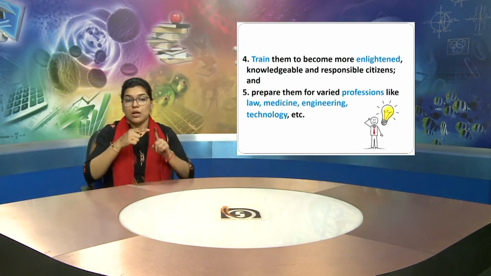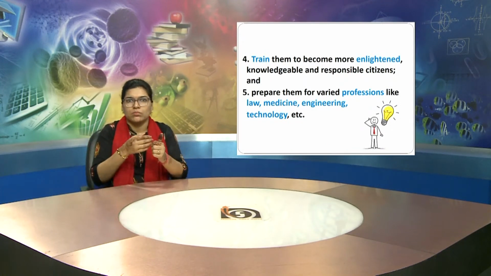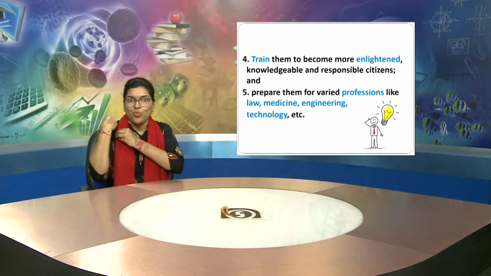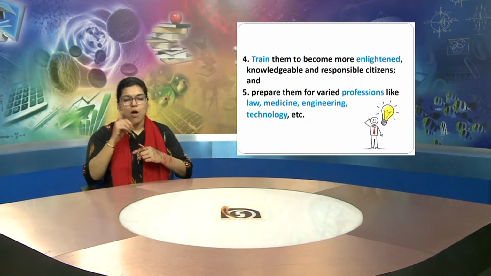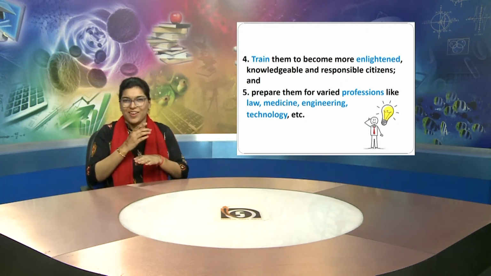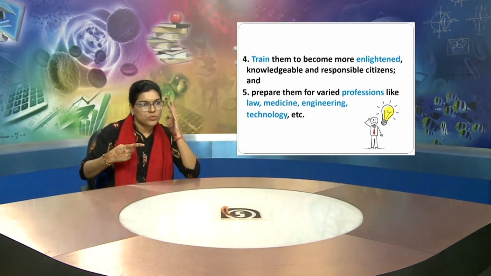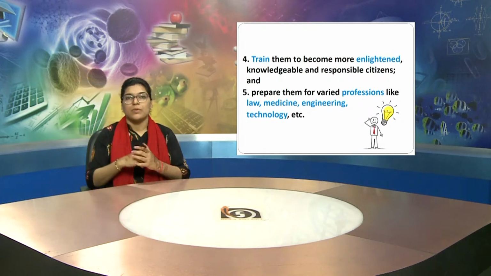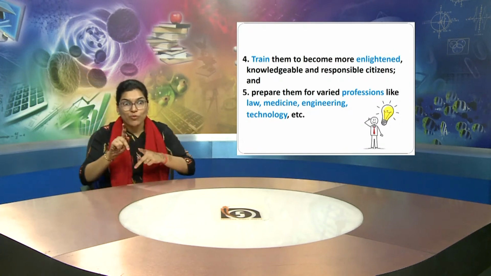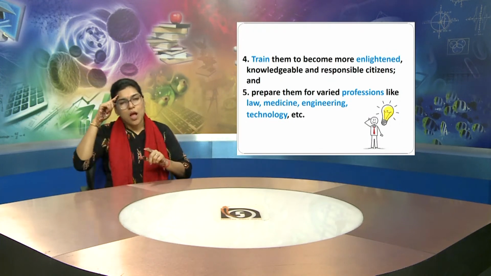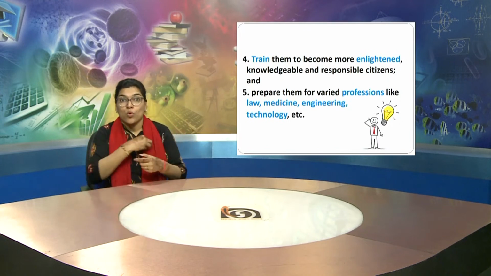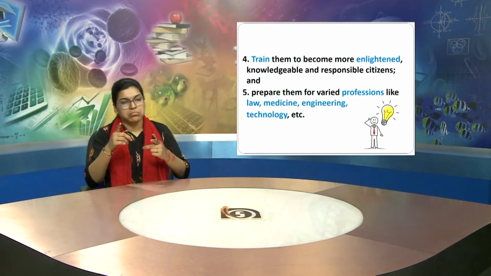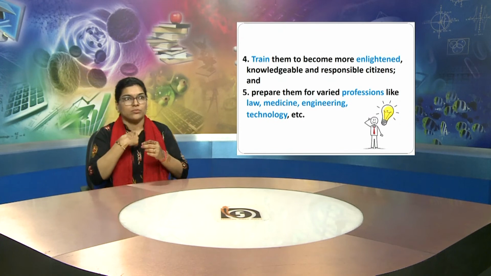The fourth objective is to train them to become more enlightened, knowledgeable, and responsible citizens, and to prepare them for different professions like law, medicine, or engineering, or technology, etc. So there are various professions available in our society.